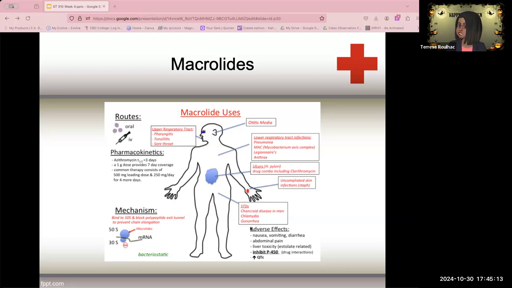And again, I like this because it kind of just shows you where, when we talk about the upper respiratory tract, sometimes for ears, well, that's otitis. Whenever you see that, that's going to be the ears, ulcers, and of course, skin. So staph.